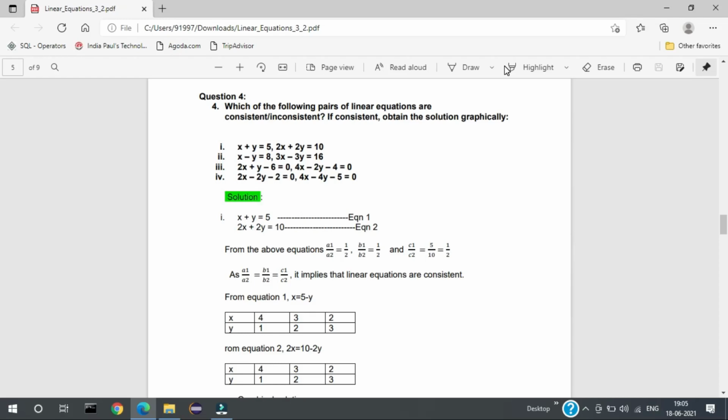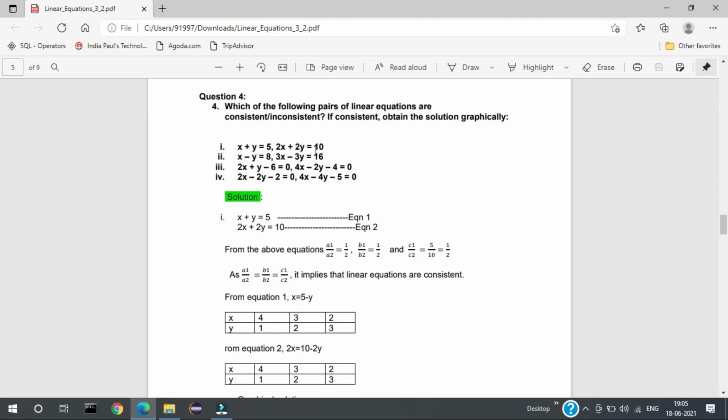Coming to exercise 3.2, chapter Pair of Linear Equations in Two Variables. Exercise 3.2, question number 4. Which of the following pairs of linear equations are consistent or inconsistent? If consistent, obtain the solution graphically.